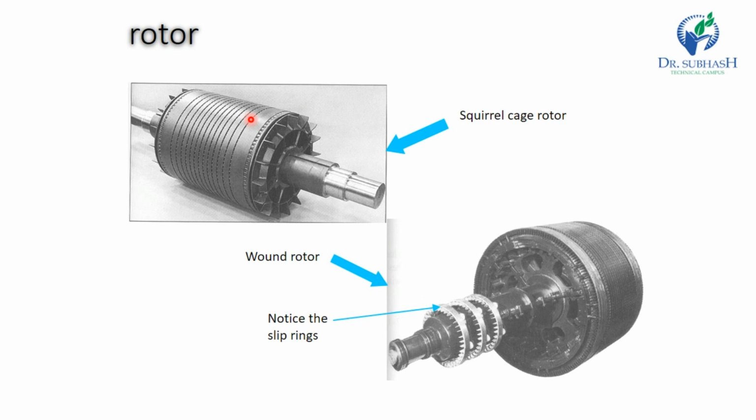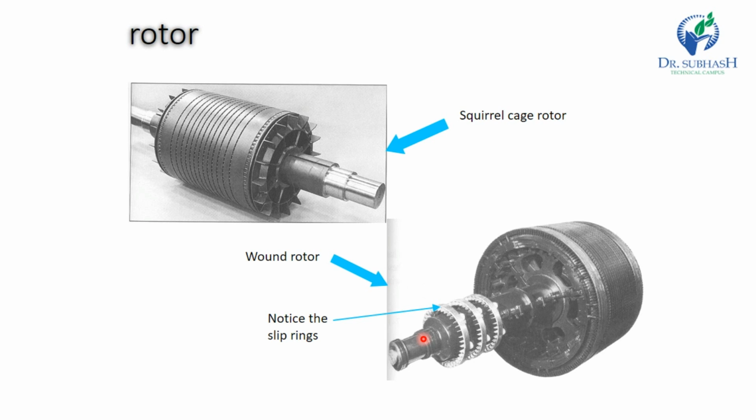Now the second is the wound type rotor with slip ring. In this type of induction motor, the rotor is wound for the same number of poles as that on the stator. The rotor is made up of laminations with slots on the outer periphery in which a three-phase rotor winding is placed. The three phases are star connected internally and the remaining three terminals are brought out and connected to the slip rings mounted on the shaft. Here we see in the figure the slip ring.